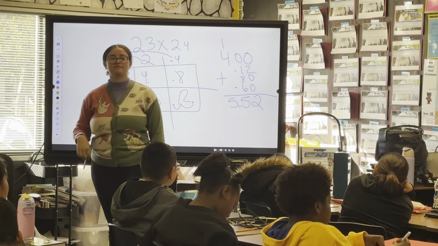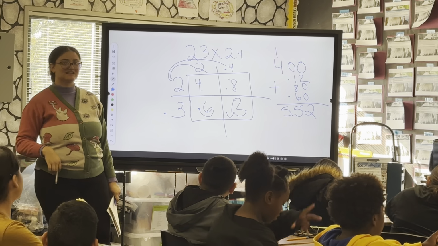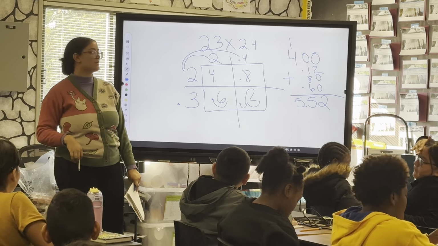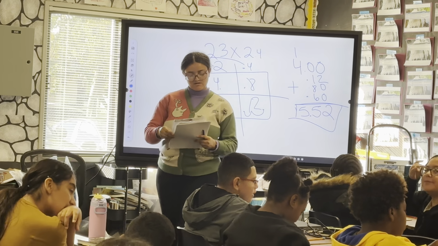Okay, how do we read this number? 5 and 52. So 5 wholes and 52 hundredths. Perfect. You guys did great. Good job. Okay.